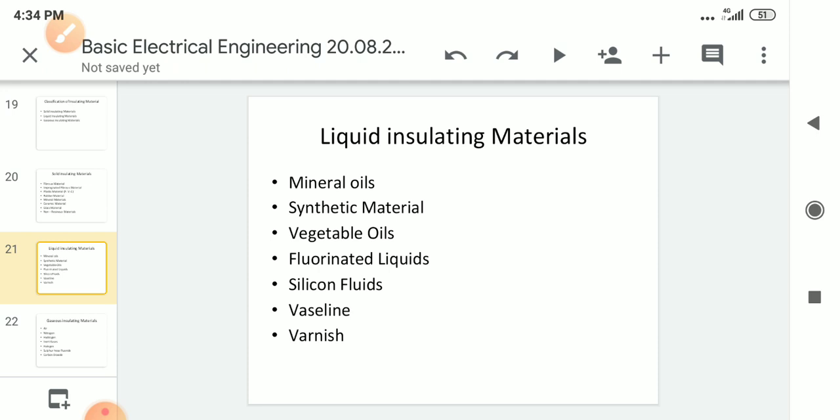After that, fluorinated liquids. Fluorinated liquids means similar to synthetic liquids but have very excellent cooling properties. That's why it is used for insulation properties and to maintain cooling for the particular machine also. And the next one is silicone fluids, Vaseline, varnish, all are coming under the liquid insulation materials: mineral oils, synthetic liquids, vegetable oils, fluorinated liquids, silicone fluids, Vaseline, and varnish.